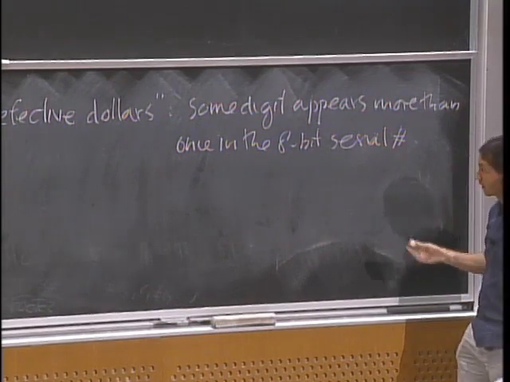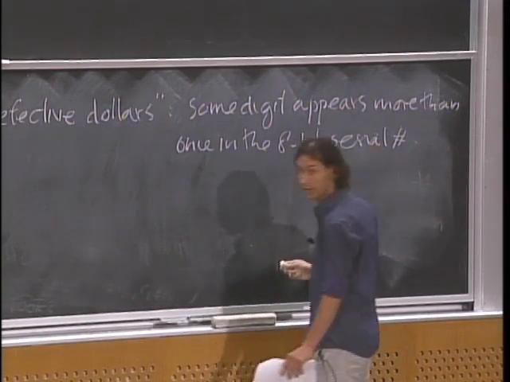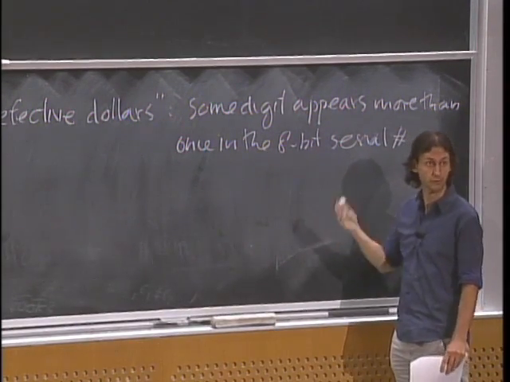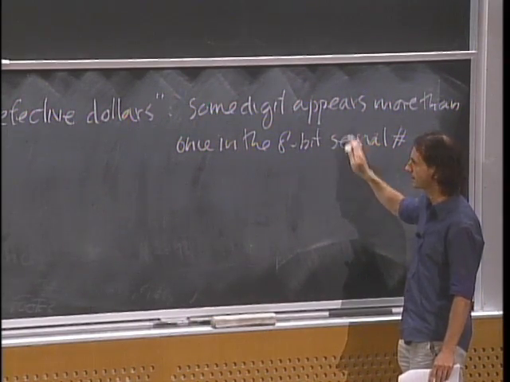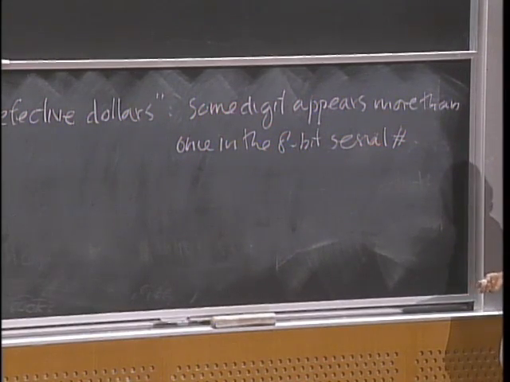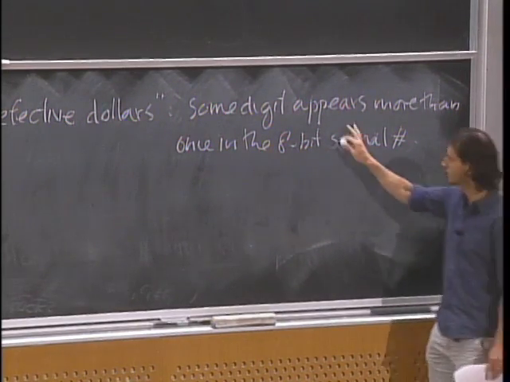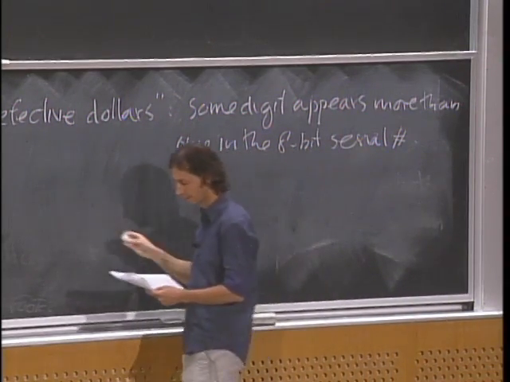Well, check your dollar bills. You'll figure out that you probably have a defective dollar bill in your wallet. So that's kind of weird. This property seems to be maybe a little bit more common than we thought it is. It seems to be so special. So let's do a counting argument and find out what's happening here.